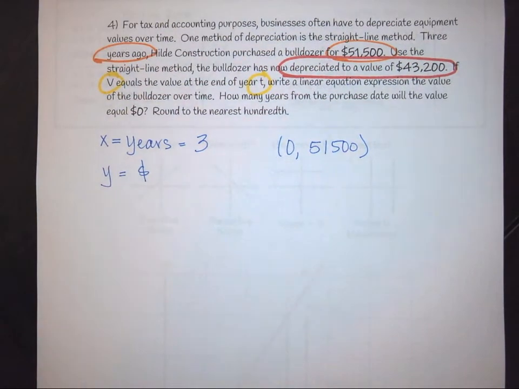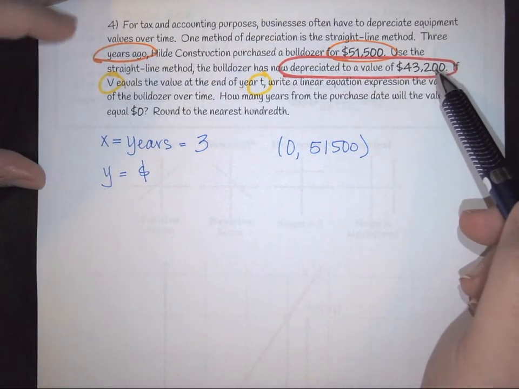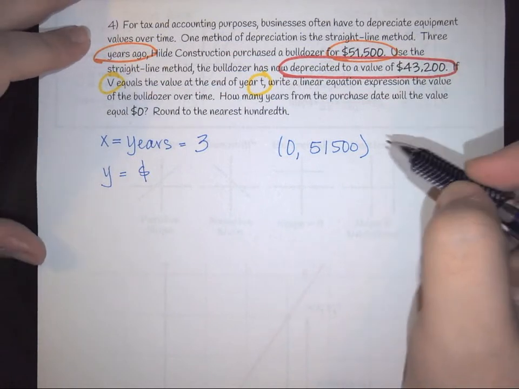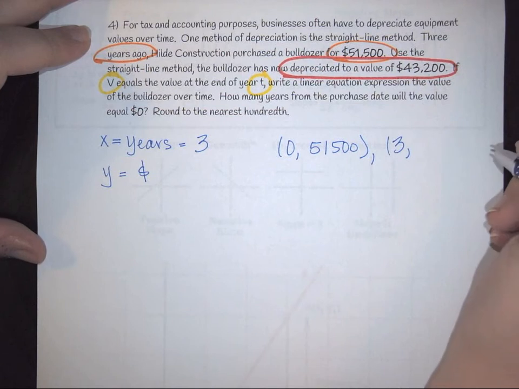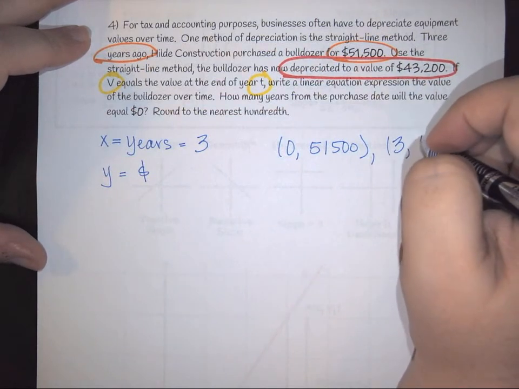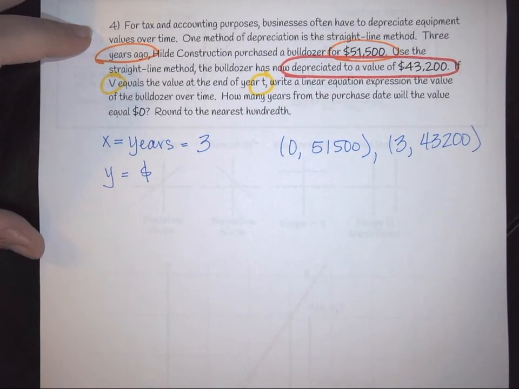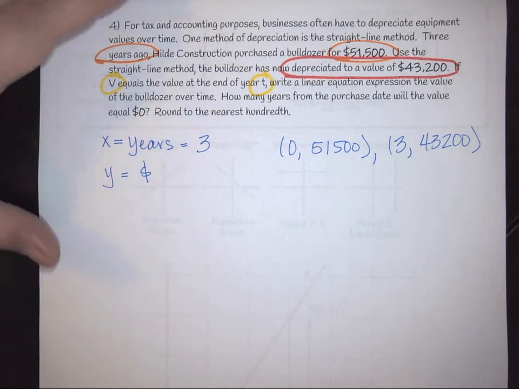Now, 3 years from now, I want to upgrade my phone. And so my phone would have depreciated in value. Well, that brings us to our second coordinate. The difference is that our second coordinate is now 3 years later and is only worth $43,200. So I've got two coordinate points that I can use in order to find the equation of a line.